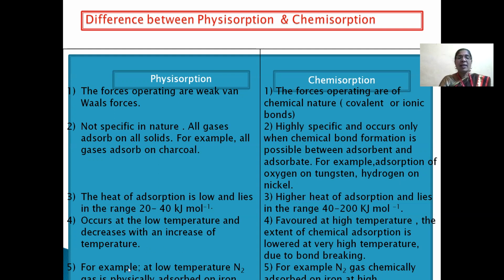Number 5, for example, at low temperature, nitrogen gas is physically adsorbed on iron. In case of chemical adsorption, for example, nitrogen gas is chemically adsorbed on iron at high temperature and forms a layer of iron nitride.